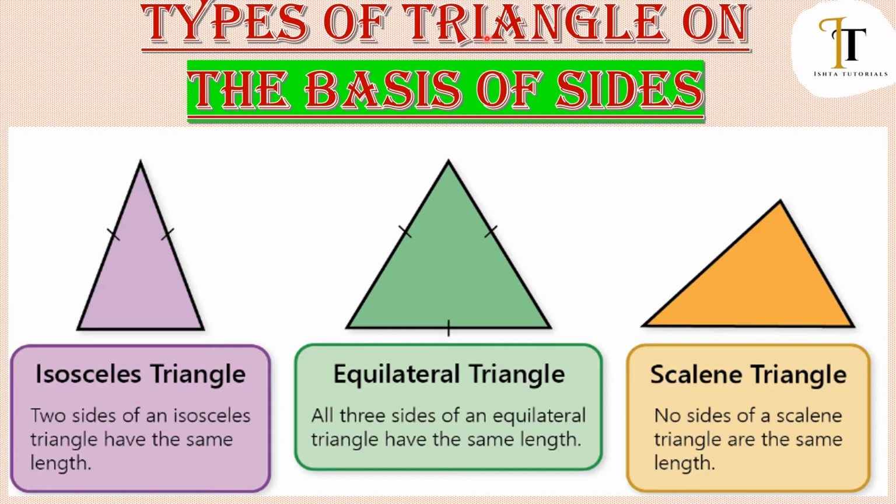Now, types of triangle on the basis of sides. On the basis of sides, we have three types of triangle. First is the isosceles triangle, the triangle having two sides of the same length. Second is the equilateral triangle. Equal means all sides are equal, of the same length. Third is the scalene triangle, with no sides of the same length.